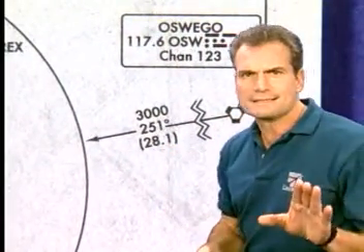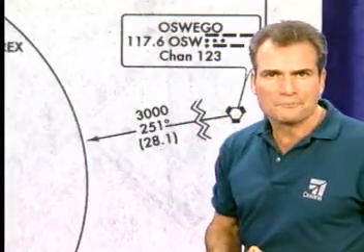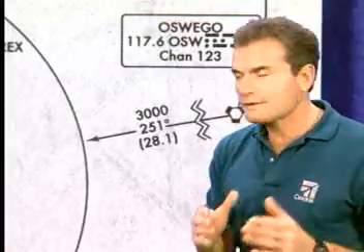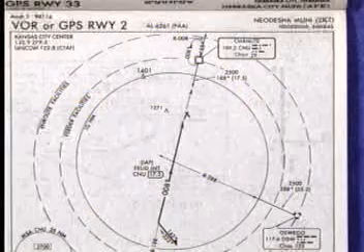Now check out this double zigzag mark across the feeder route from Oswego. That tells you that the route is not drawn to scale. They've shortened the arrow to fit Oswego on the page.